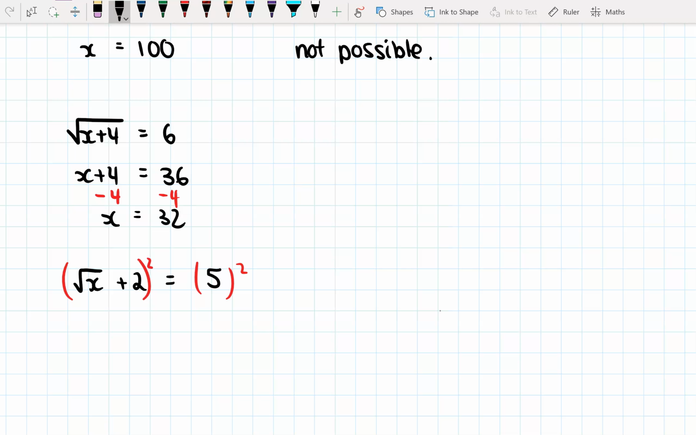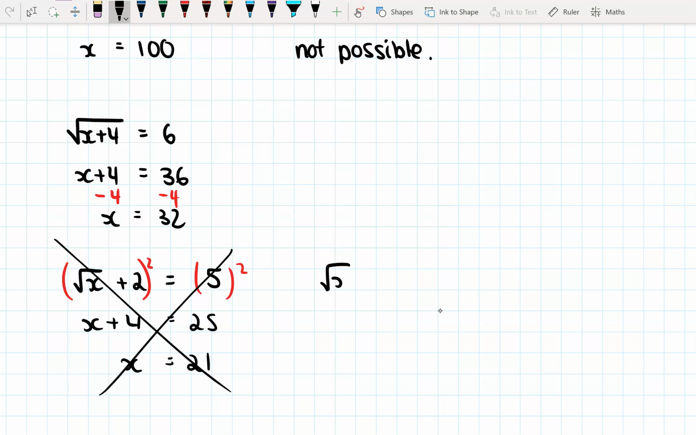And then they'll go, all right, so x plus 4 is equal to 25. X is equal to 21. Okay, this is incorrect. Very, very wrong. And the reason is the square root of x plus 2 squared means that we have the square root of x plus 2 times the square root of x plus 2. You guys should know the shortcut already, but we're going to do it the long way just to remind you.